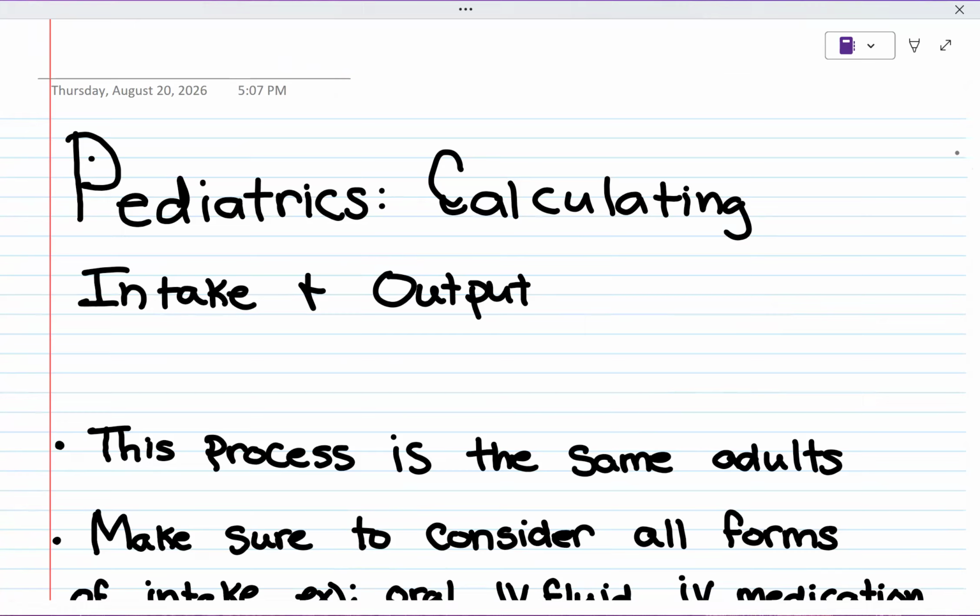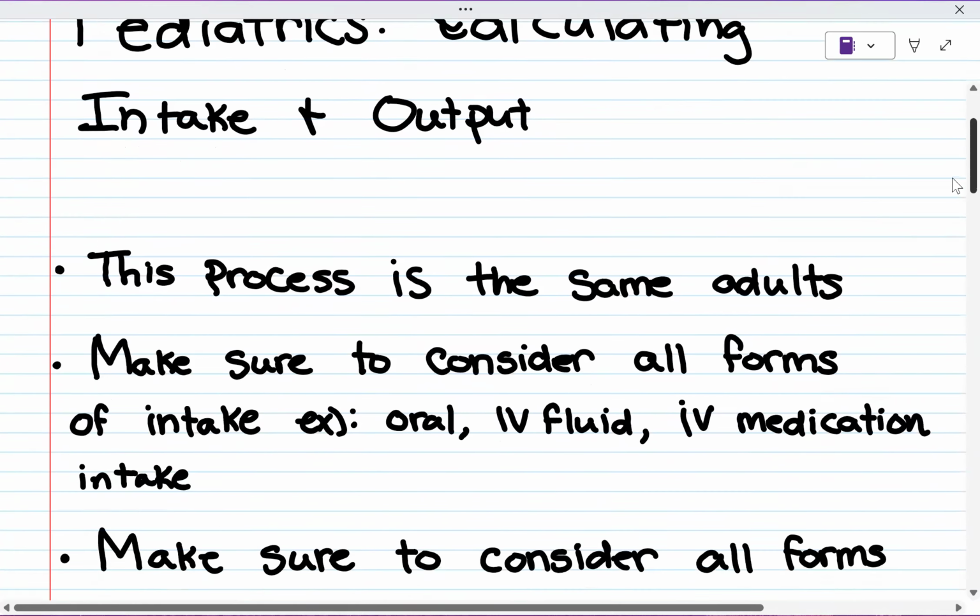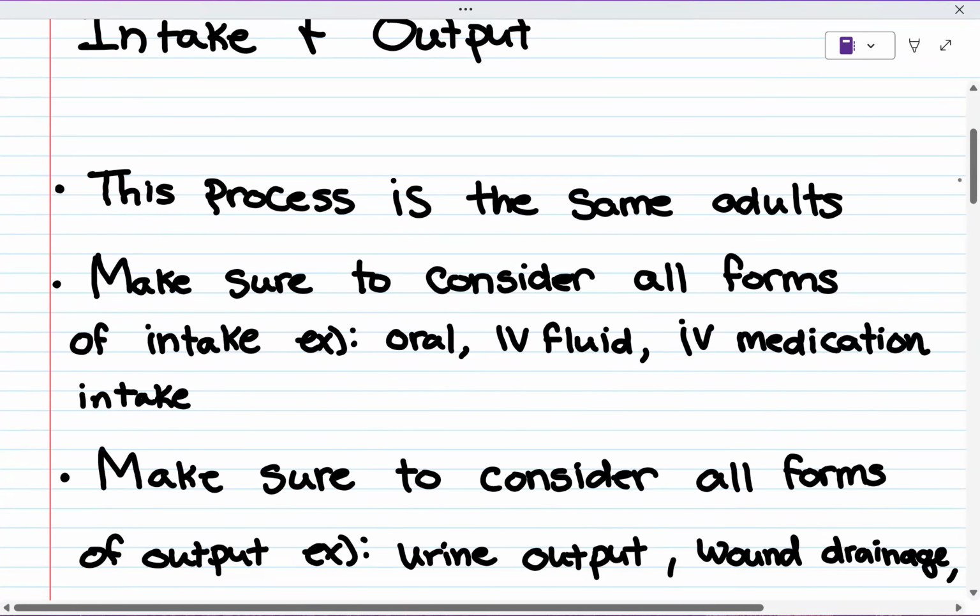Hello. In this video, I will do a dosage calculation regarding pediatrics, calculating intake and output. So in this video, I will go over calculating intake and output for pediatric patients. Okay, so here are some key notes. This process is the same as adults. Just make sure to consider all forms of intake, such as oral, IV fluid, and IV medication intake.